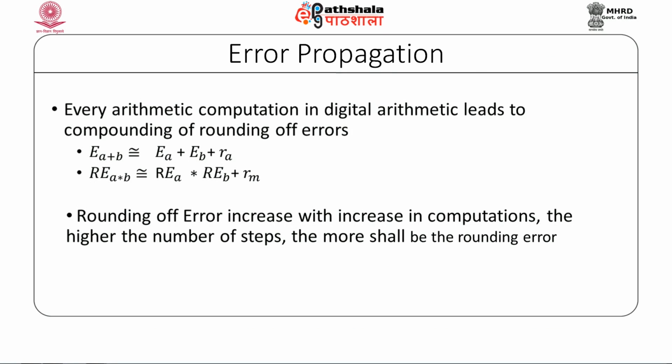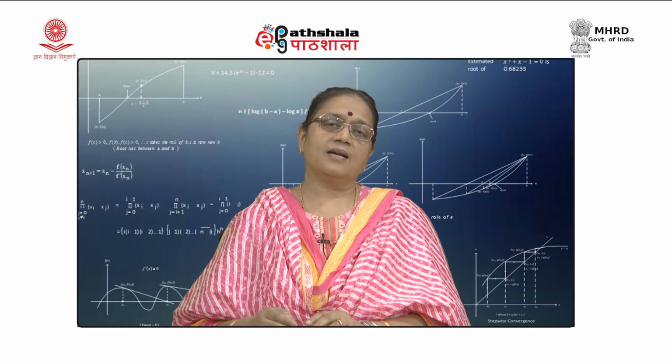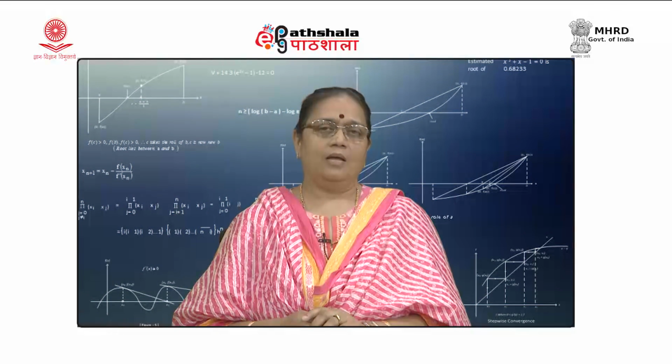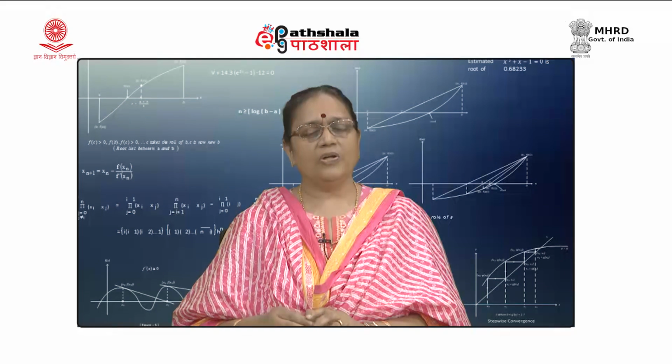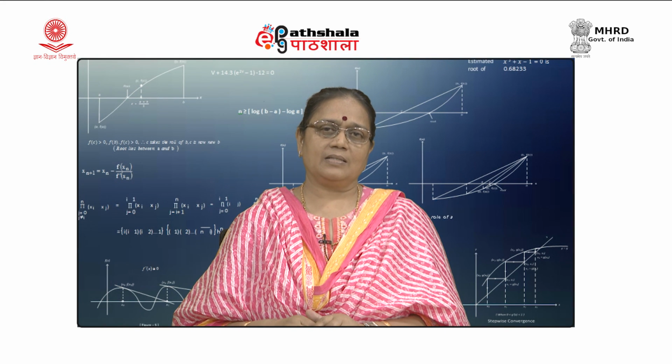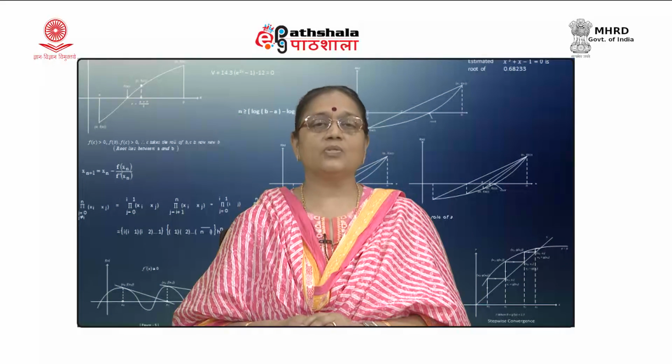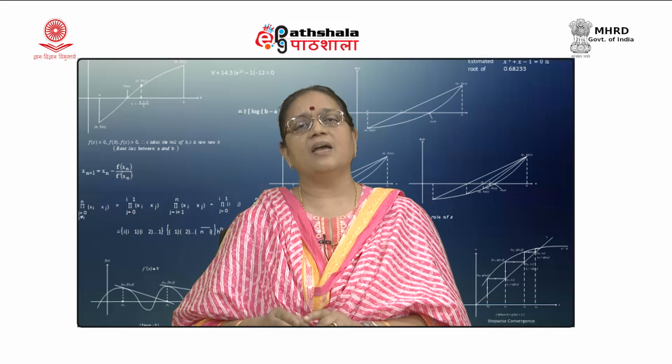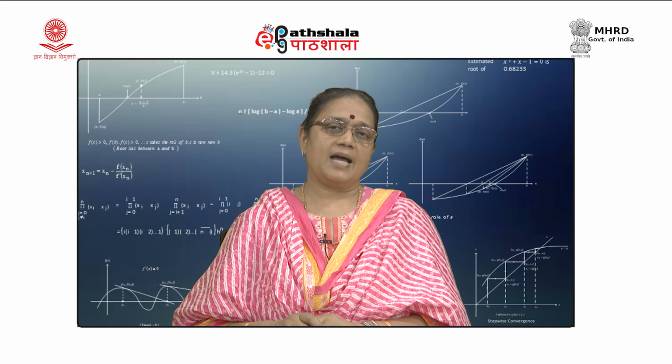So, rounding off error increases with the increase in computations, and the higher the number of steps, the more the rounding error. Here there is a contradiction now. Rounding off error will increase with the increase in the number of steps. If you increase the number of steps, more operations, more computations, rounding off error will increase, and truncation error will decrease. If you reduce the number of steps, rounding off error will be less, but the truncation error will increase. So, depending upon the problem, one has to strike a balance between truncation error and rounding off error, because they move in different directions.